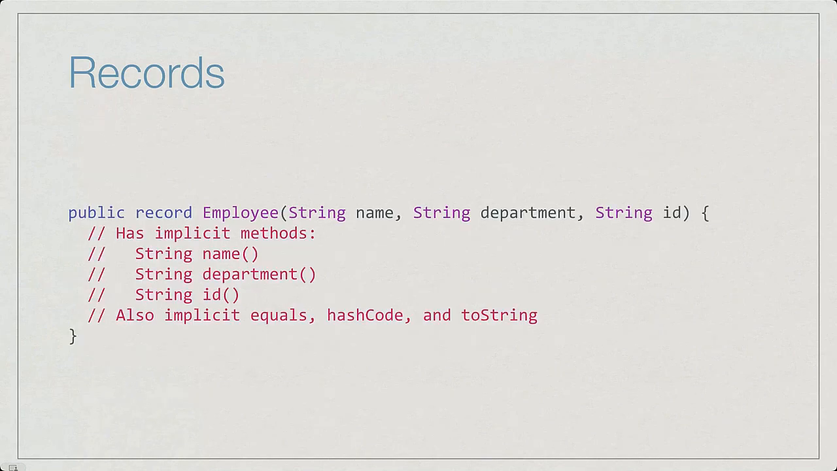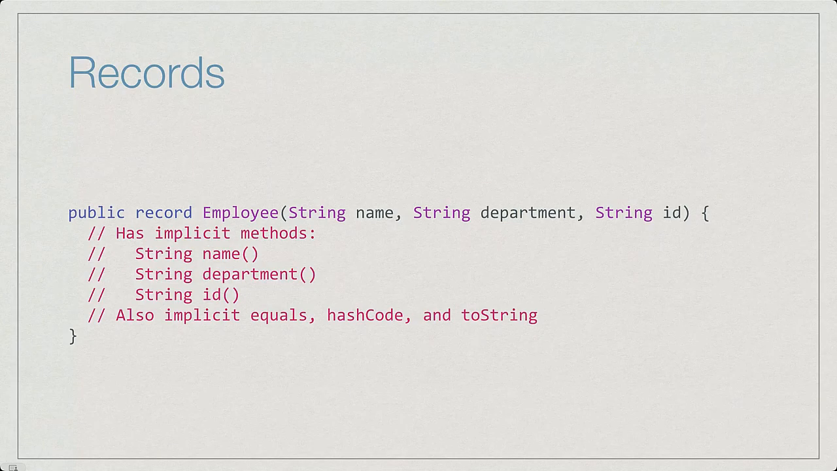And this is what they look like. So it's a very, very simplified way to declare an object. So you just say public record employee, and you say string name, string department, string ID. So it has some implicit methods. You can ignore all of the comments here because they're just comments. This is all of the code you need to declare a class that has those properties. It has methods to get the name, department, and ID. And it also has nice equals, hashCode, and toString.